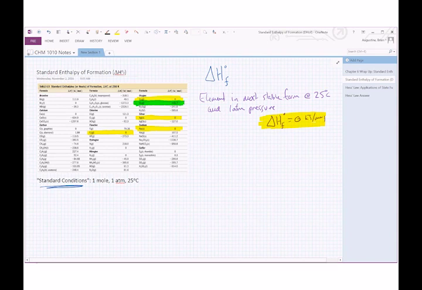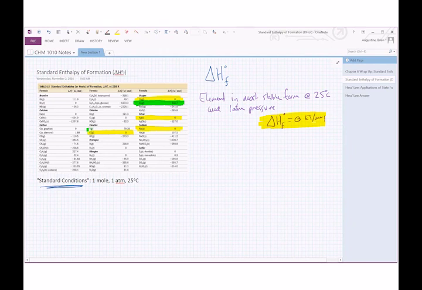Notice that's a positive number. So every elemental form that's not the most stable form is going to be endothermic relative to the most stable form. Let me say that again. Every pure element, relative to whatever its most stable form is, is going to be a positive number for delta H. So O3 is one example.